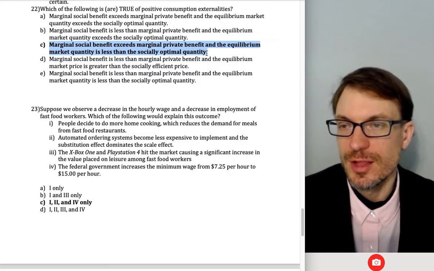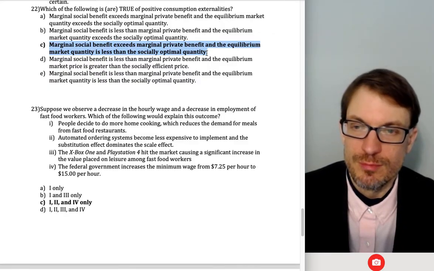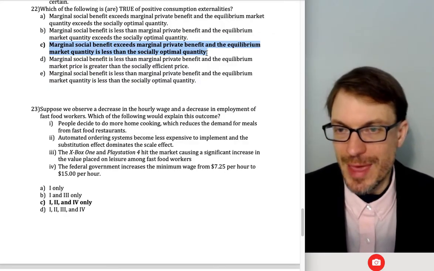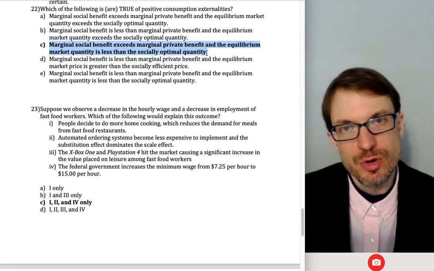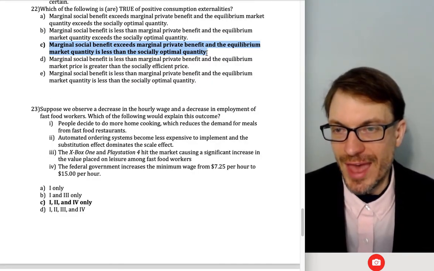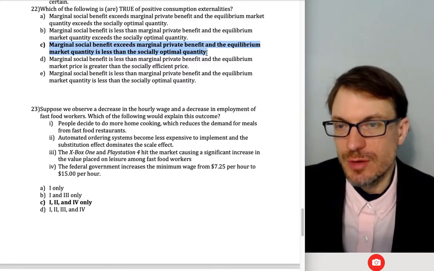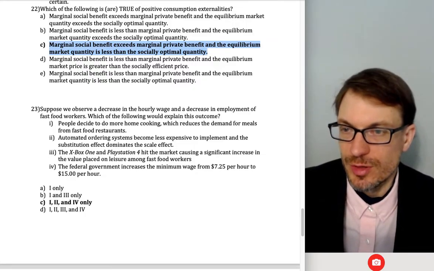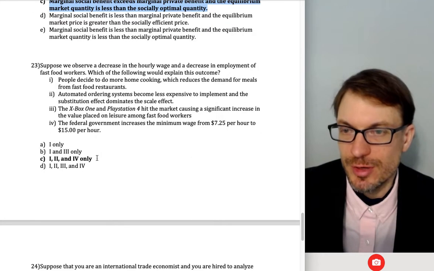That would be like where the marginal social benefit curve, the demand curve inclusive of the externality, would cross the private cost curve at a higher quantity than we would get in the free market equilibrium. And then the rest are similar.